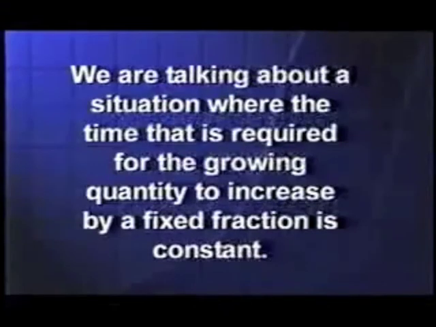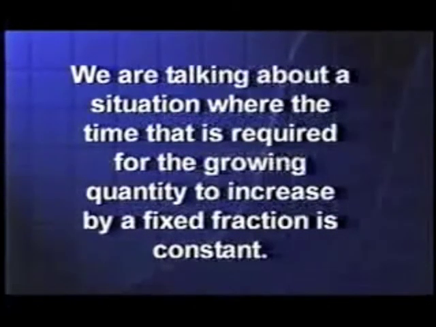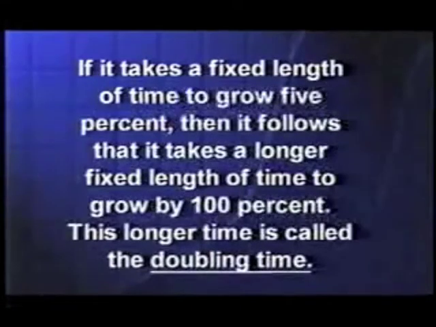And so we're talking about a situation where the time that's required for the growing quantity to increase by a fixed fraction is a constant. 5% per year, the 5% is a fixed fraction, the per year is a fixed length of time. Now that's what we want to talk about, it's ordinary steady growth. Well, if it takes a fixed length of time to grow 5%, it follows it takes a longer fixed length of time to grow 100%.